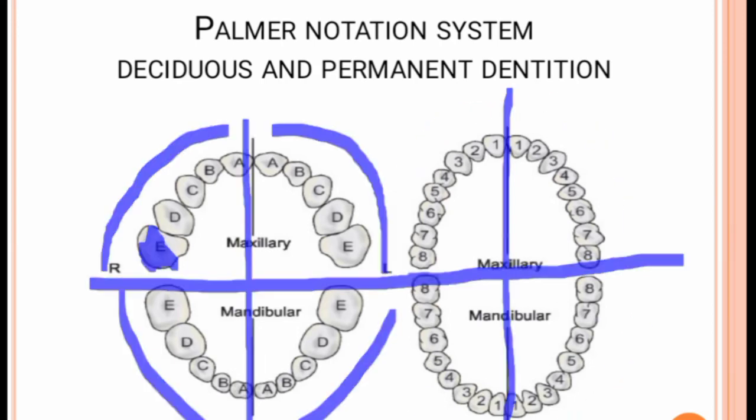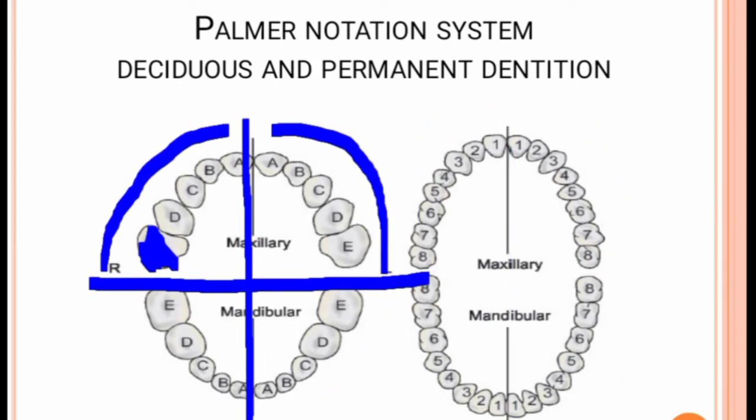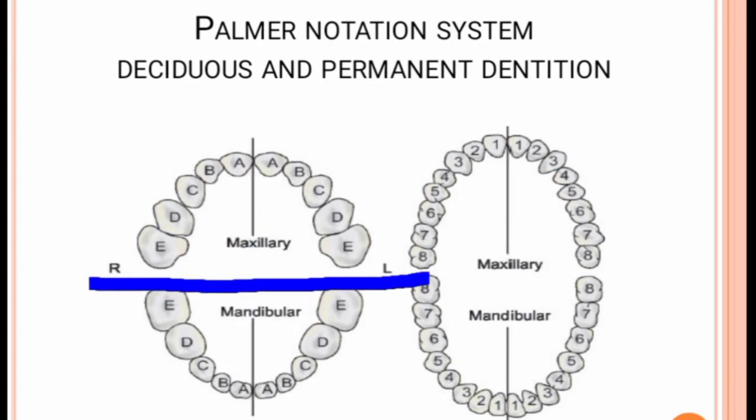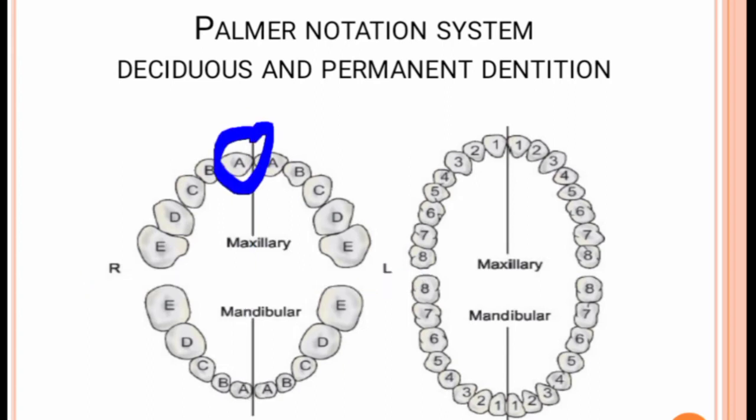Now there is a question: if every quadrant uses the same alphabet for the same tooth, and the central incisor of the first quadrant is called A and the central incisor of the second quadrant is also called A, how will you differentiate between the right and left sides? We write it with a different symbol, a symbol that denotes a particular quadrant. And what is that symbol? Let me tell you.